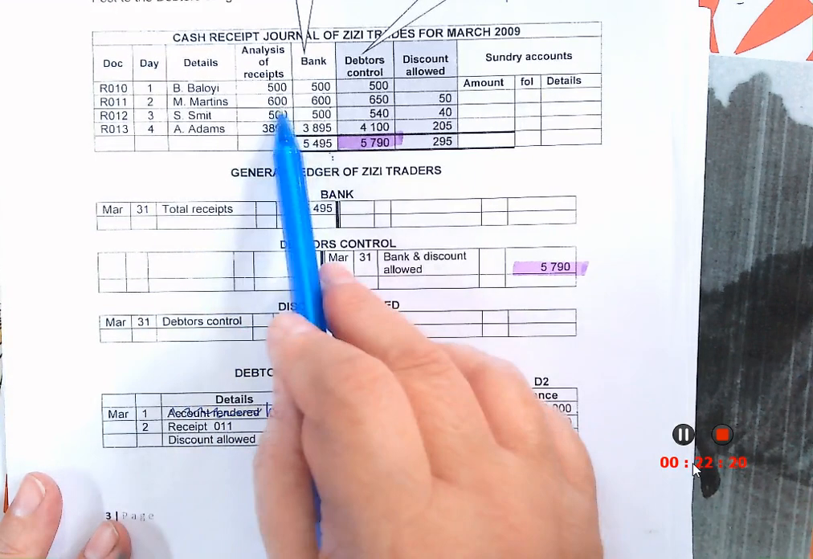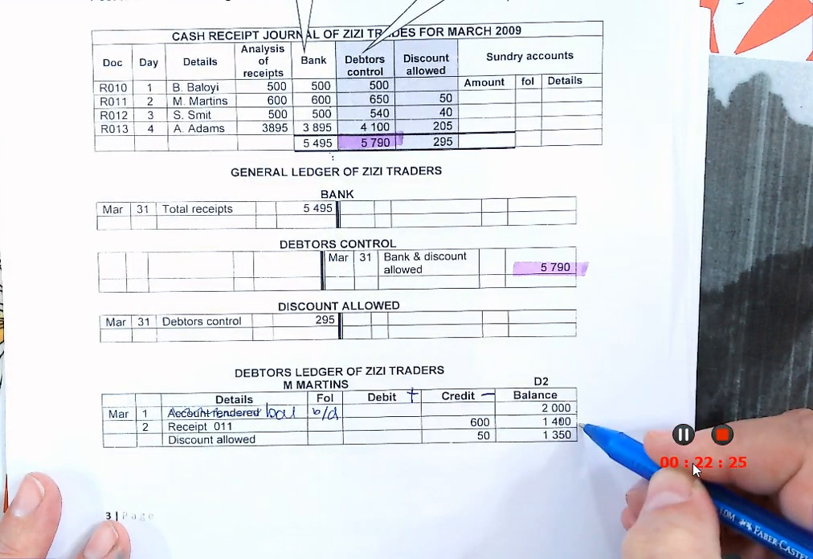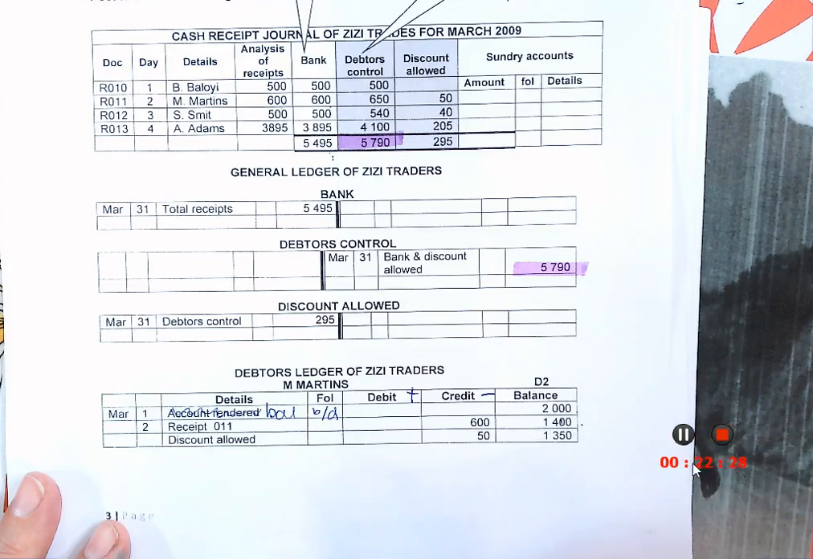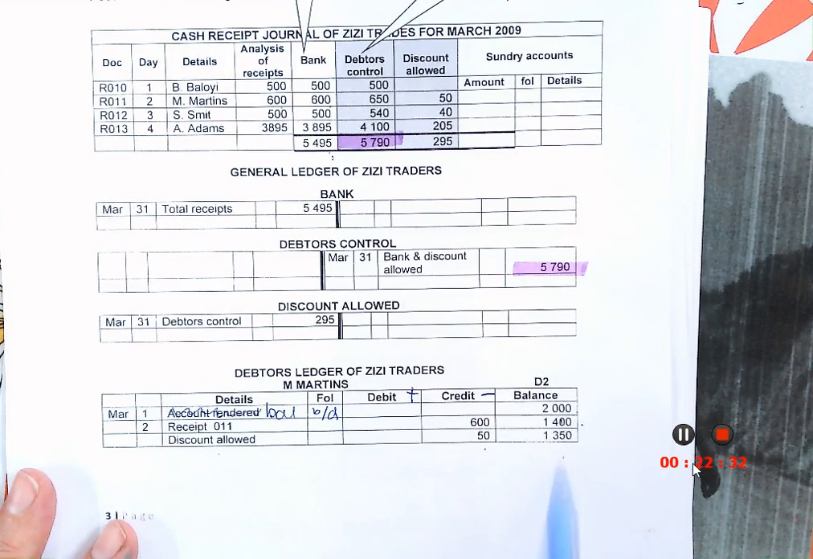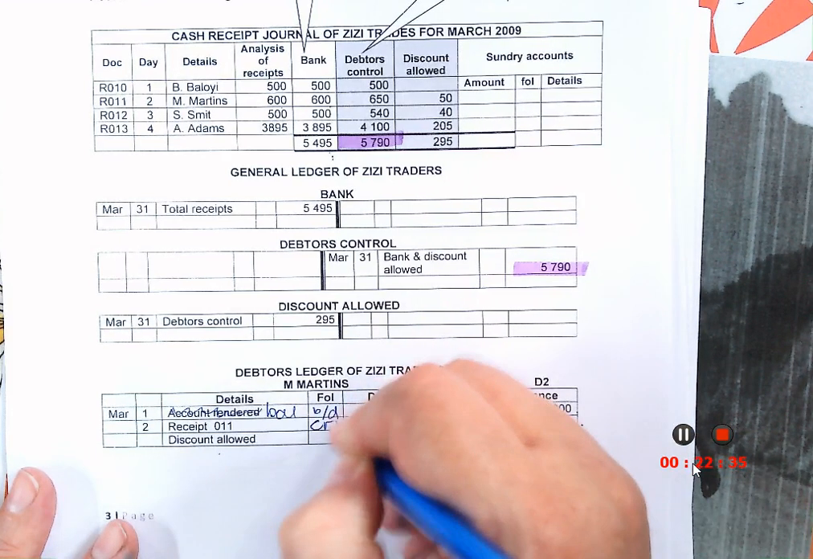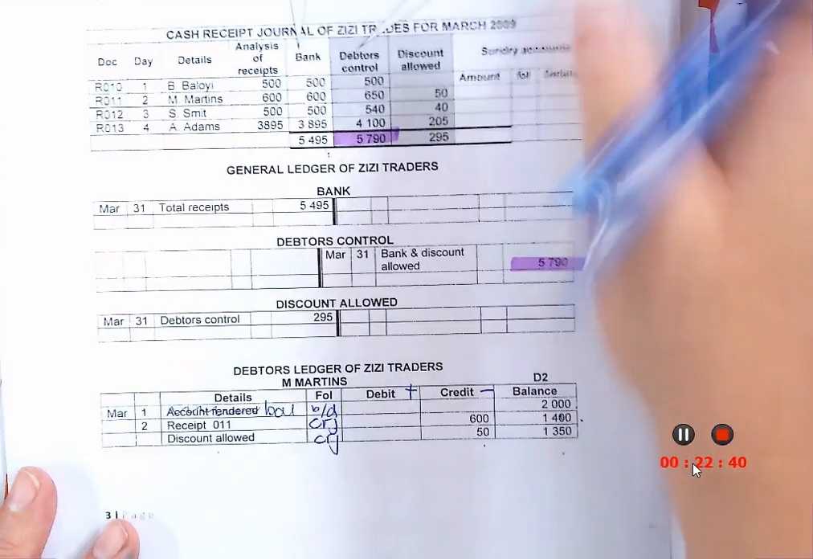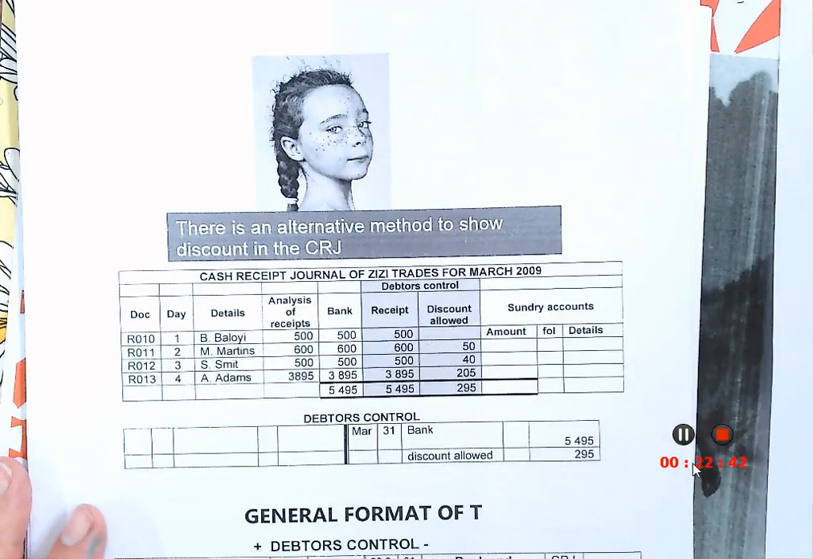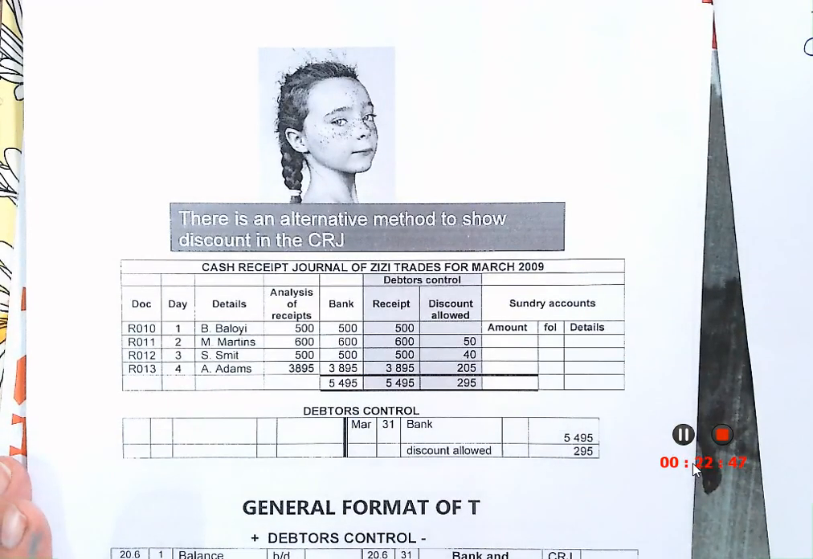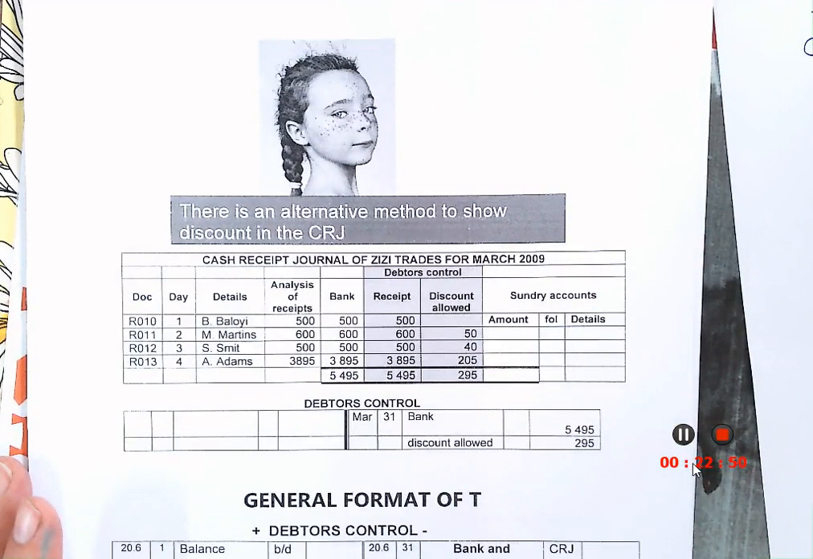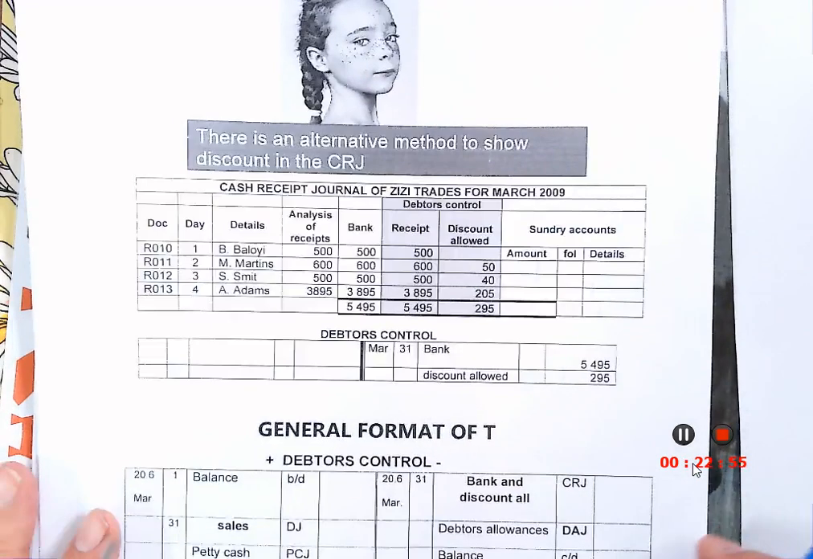He paid me 600. Remember, credit side because his debt becomes less. We gave him a discount of 50. His debt becomes less. Please remember to write in the journals. Both were posted in the CRJ. And if you go look, you will see this is, I only gave you one example, but literally it would be everywhere. Now, if you look at this, there's another method where we can write it.